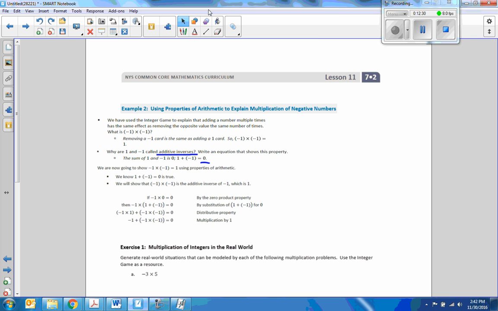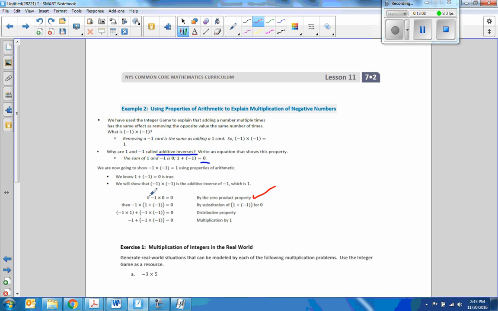Okay, so now we're going to show that -1 times a -1 equals 1 using properties of arithmetic. So we know that 1 plus a -1 equals 0. That is true. We're going to show that -1 times a -1 is the additive inverse of -1, which is 1. All right, so try to follow along. If -1 times 0 equals 0, that's the zero product problem. Anything times 0 is 0.